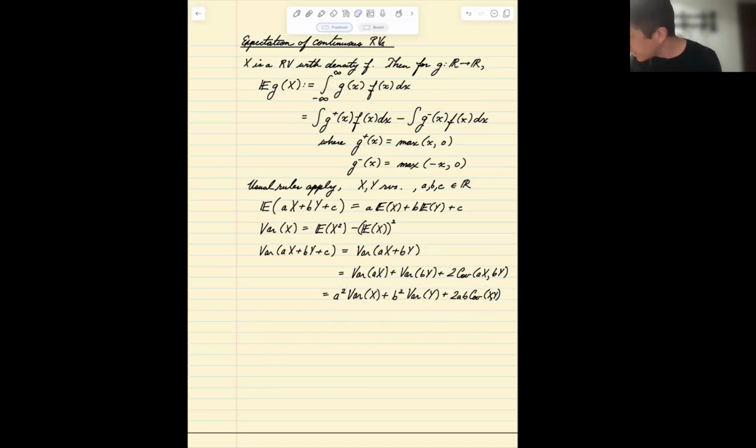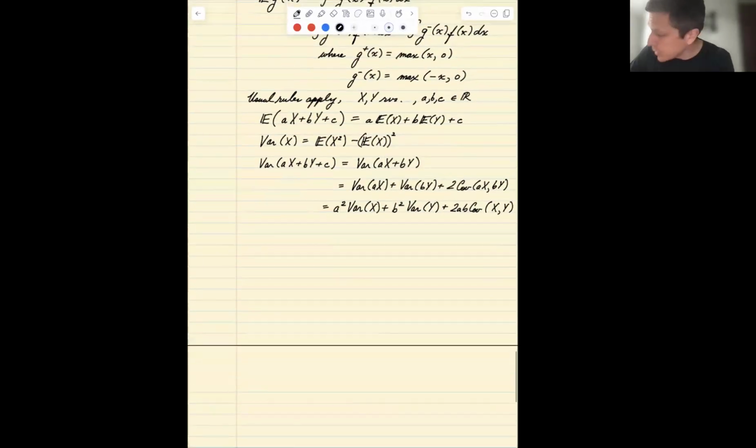So now, exactly, these are exactly the same as the formulas for discrete random variables, no changes whatsoever. It's just how we calculate them that changes. So the covariance of X and Y is the expectation of XY minus the product of the expectations.